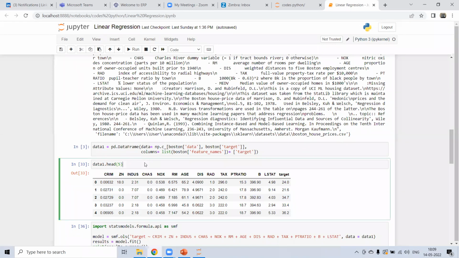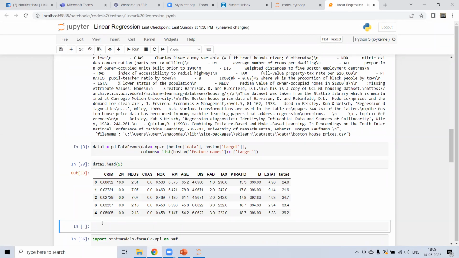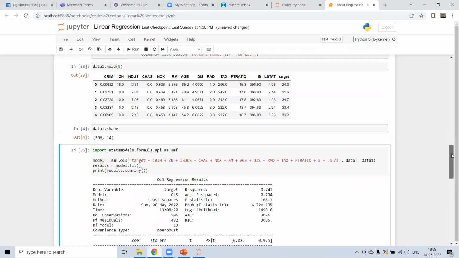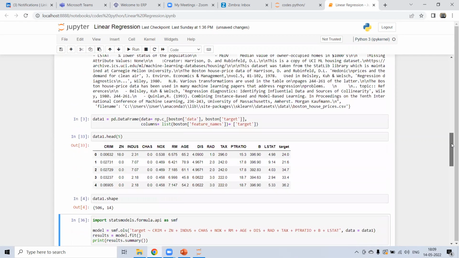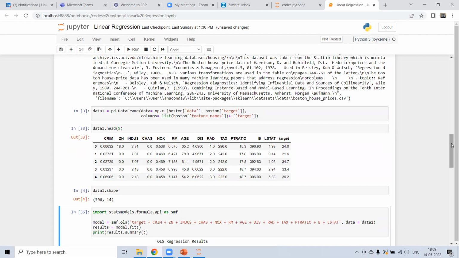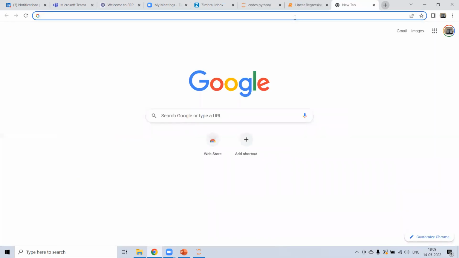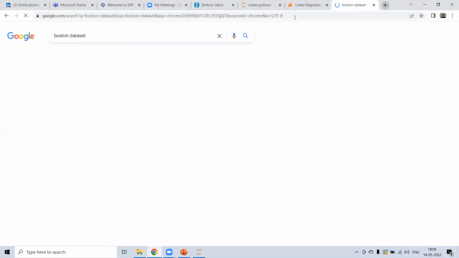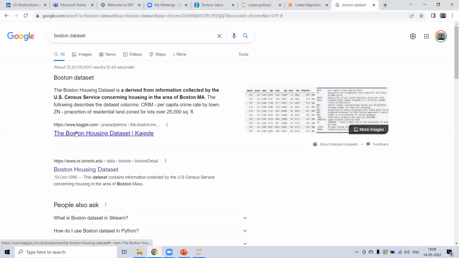What is the shape of the data? If I want to know the shape of the data, data1.shape gives 506, 14. That means there are 506 rows and 14 columns. Now, if you want to know what CRIM, ZN and so on are, this is a standard data set, so you can search for the Boston data set. It's a very standard data set that is available.